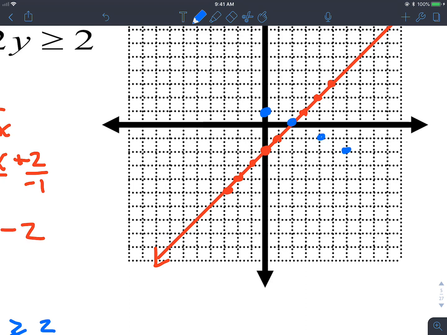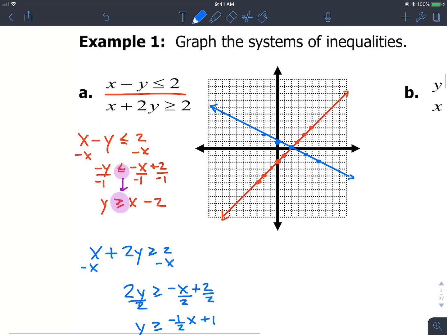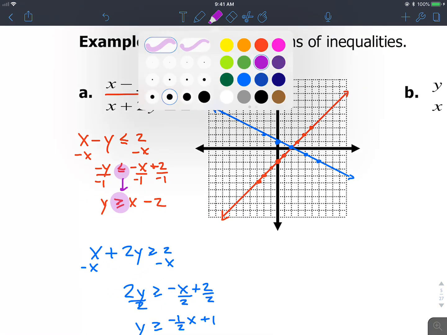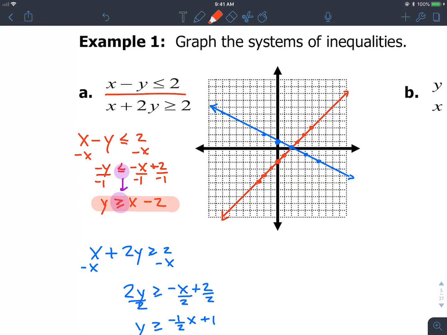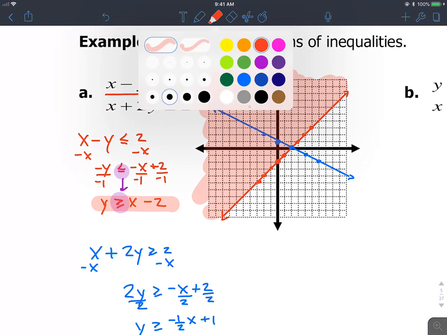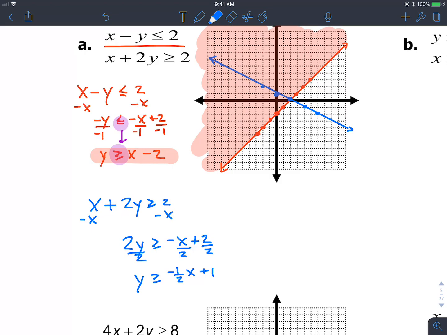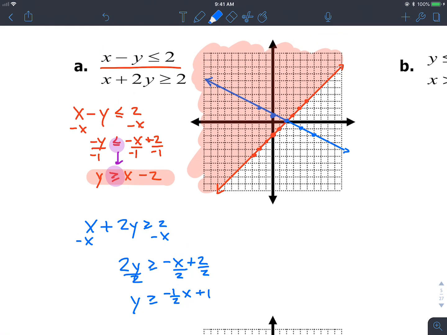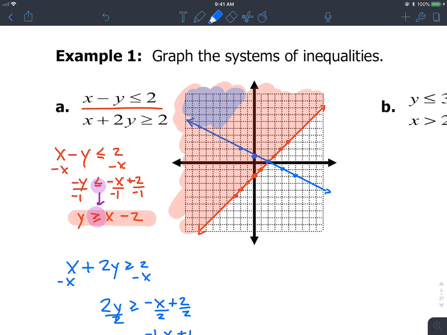Now it doesn't matter as much if they actually intersect at a particular point. We're not concerned about where exactly the lines intersect. We care where the shadings intersect. Here's what I mean by that. Going back to the red equation, we had greater than, so that means we shade everything above the red line. I'm going to shade that whole region, everything above the red. With the blue equation, we also had greater than, so we're going to shade everything above the blue line.